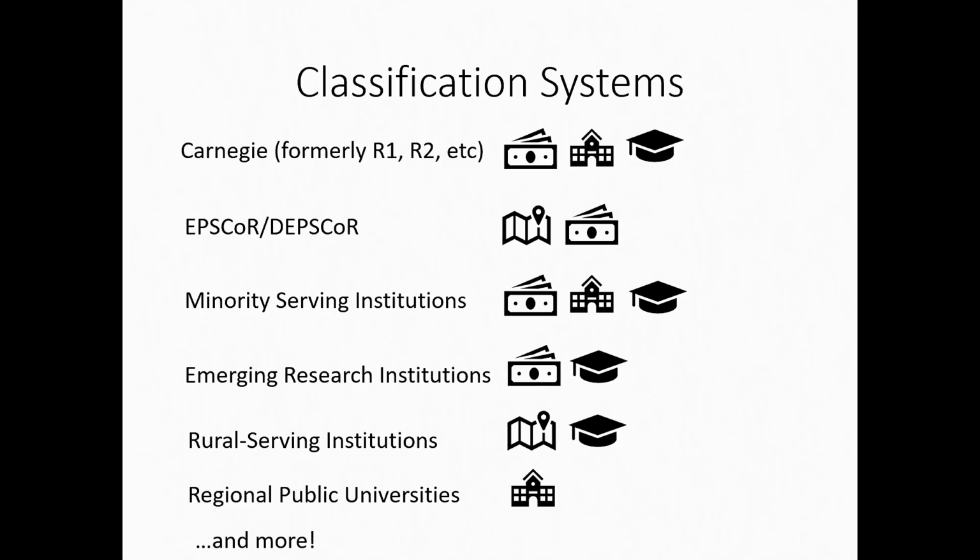And this is kind of my little shortcut for how they're classified: by resources, by institution type, and by their students. You also can look at another one that the federal government uses called EP score or DEP score. And that is basically looking at, by state, how much research funding from specific agencies goes to individual states. And if it's below a certain threshold, they qualify for this special classification and program. There's minority serving institutions, which look again at resources, institution type, and students, et cetera. So there's lots of different ways you can think about classifying higher ed institutions.